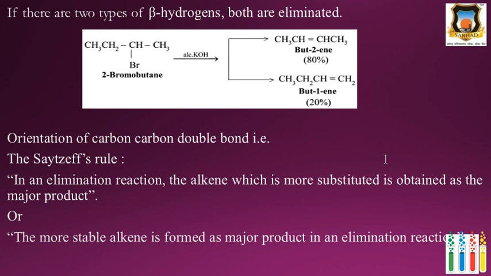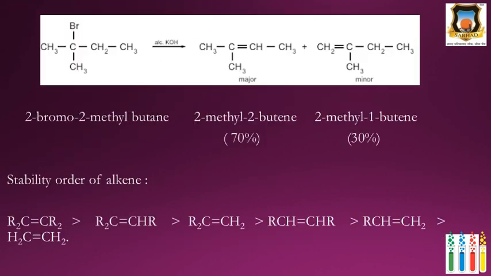And according to the second statement, the more stable alkene is formed as a major product in elimination reaction. Tetrasubstituted alkenes are more stable than trisubstituted alkenes, trisubstituted alkenes are more stable than disubstituted alkenes, and disubstituted alkenes are more stable than monosubstituted alkenes. Therefore, here 2-butene is disubstituted alkene and 1-butene is monosubstituted alkene. Therefore, 2-butene is formed as a major product in this reaction. Then next, here again there are two types of beta hydrogen.